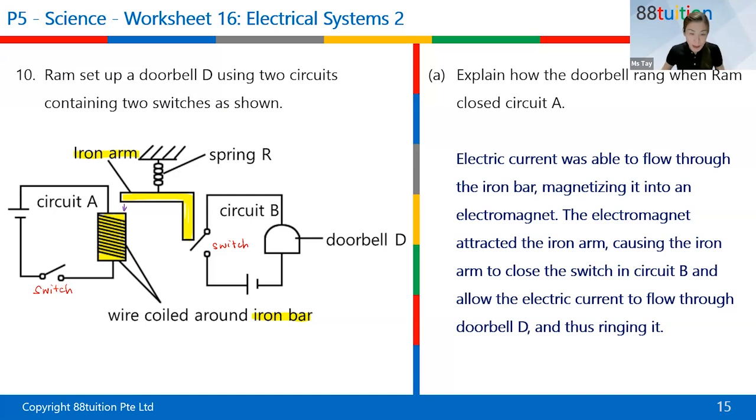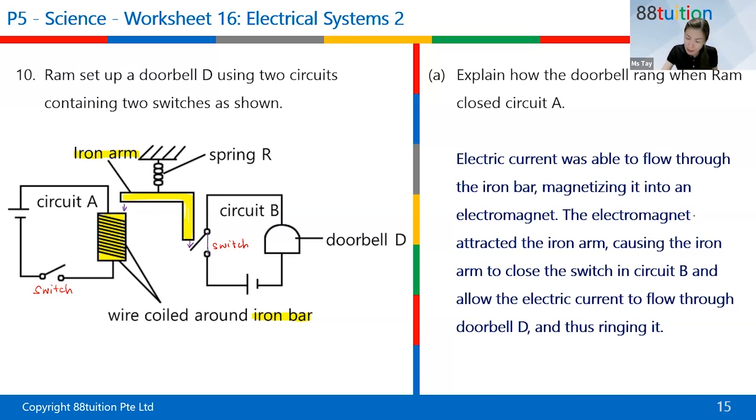It's pulled downwards. As it moves downwards, it's going to also move towards circuit B. As it does so, the iron arm will push the switch. Can you see that? And it's going to close the switch. So after closing, current can flow. When current flows, the doorbell actually rings. So I have answered part by part for you.